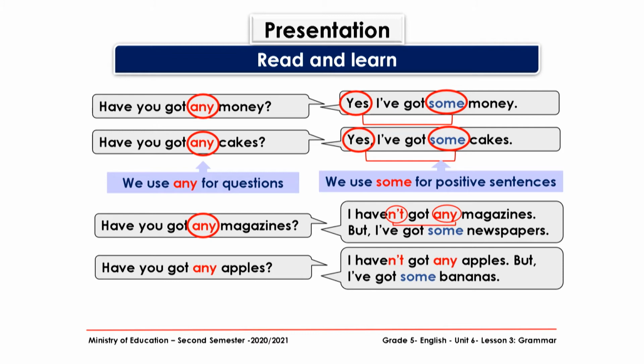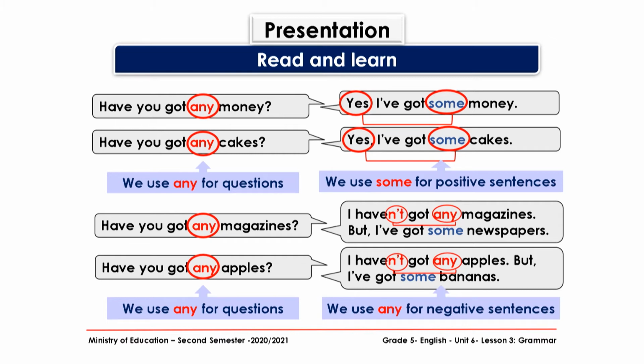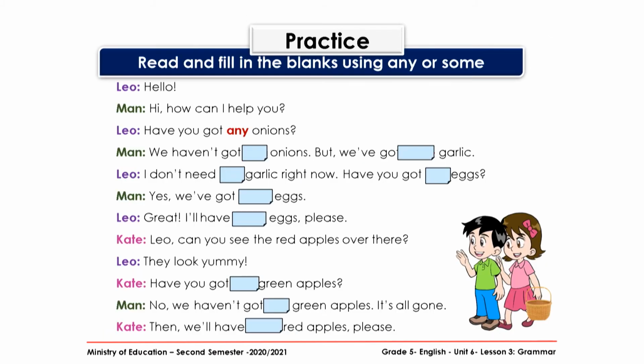Whereas in positive sentences, you can notice that we used some. So you can see here another example, have you got any apples? And because the answer is negative, we put any before the object. So we can learn here that we use any for questions and also for negative sentences. Let's have some practice. You're going to read the dialogue and fill in the blanks using any or some. You can pause the video and do the activity.